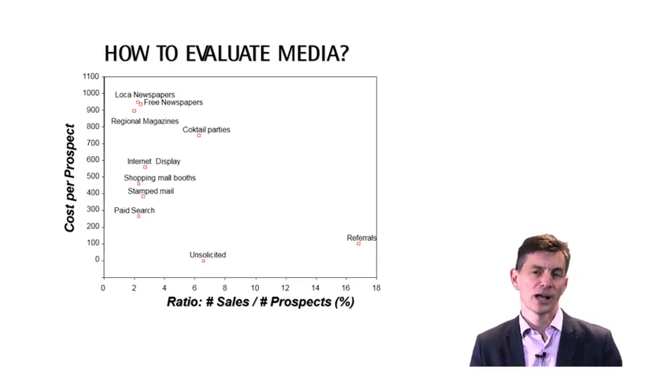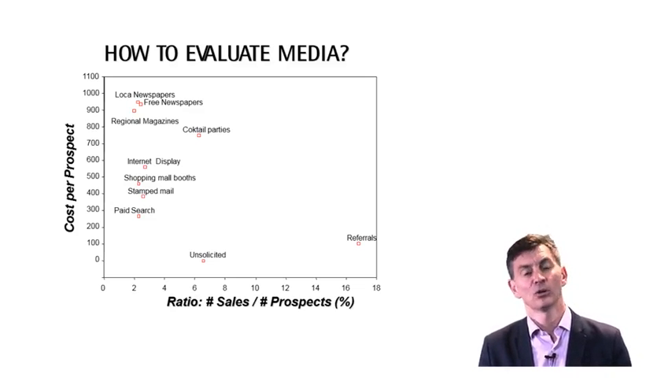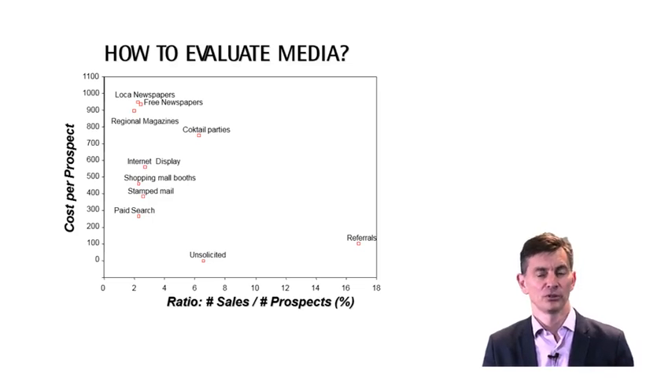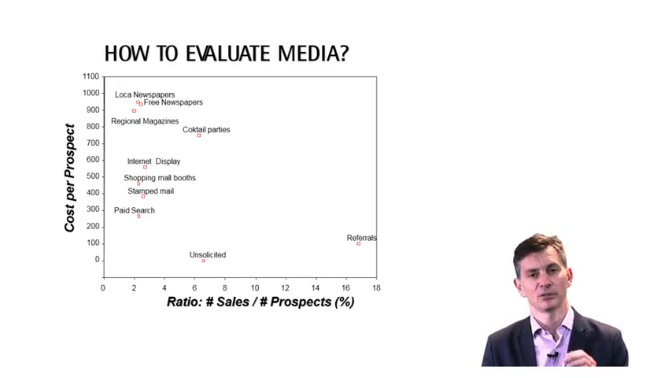So if your boss now asks you, hey, we need to cut down a little bit on spending because we're going through difficult times, which ones will you cut? Now, obviously, you're in a much better position to know which ones to cut. Everything that is very costly and that is not very effective at converting traffic, such as local newspapers, free newspapers, or regional magazines, are prime candidates for cutting.